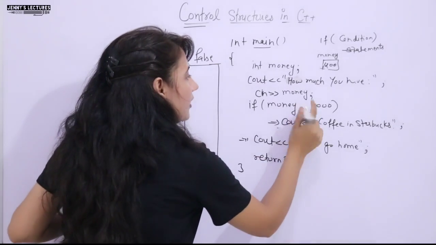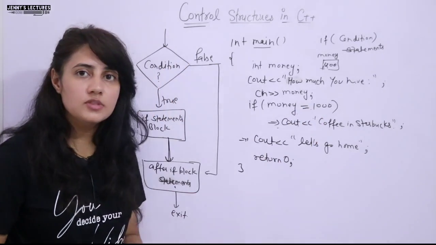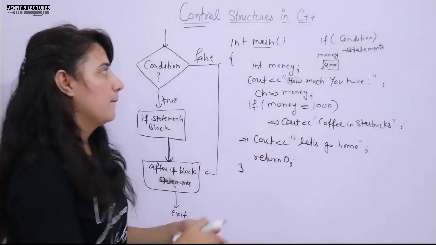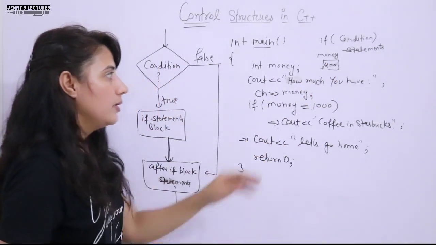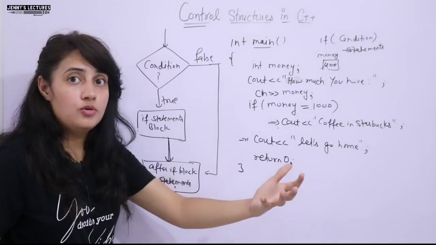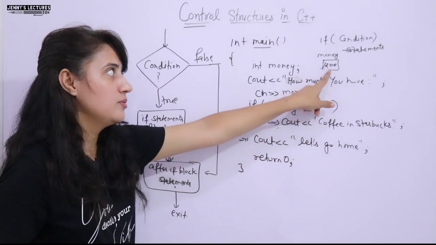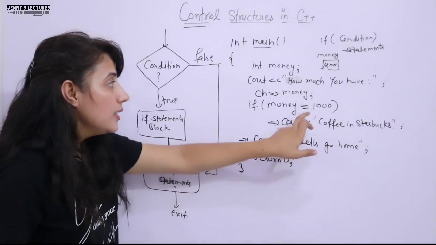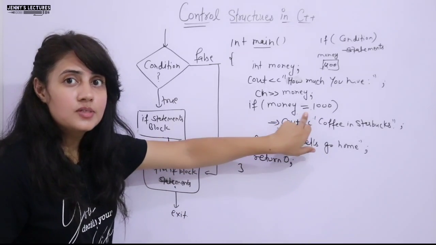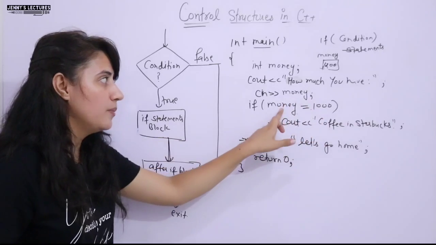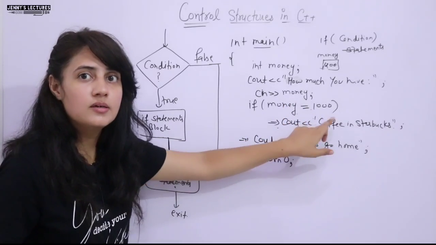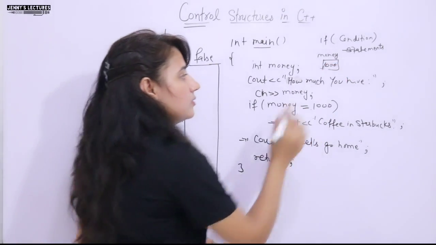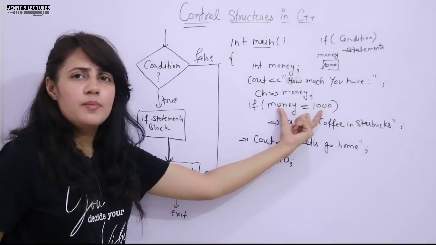If you write money equal to 1000, sometimes they ask this type of question also. So it is simply an assignment operator. Suppose I am entering money as 12,000. Means you will think that this condition is not true because money is 12,000, so it simply prints let's go home. No, it is not an equality check condition. Simply it will assign 1000 to this money. The assignment operator assigns the right-hand side value to the left-hand side. So now the money becomes 1000.